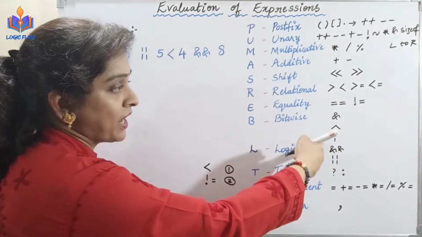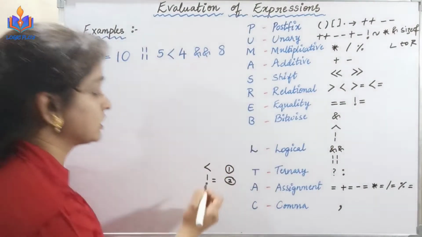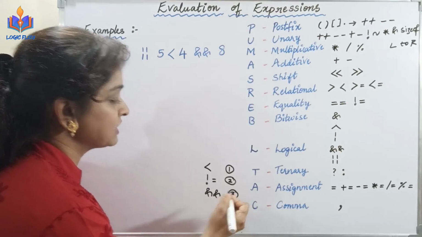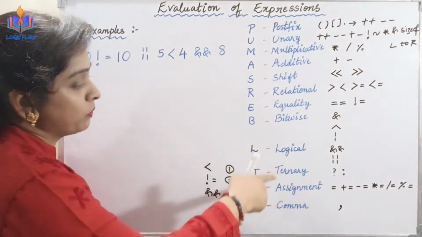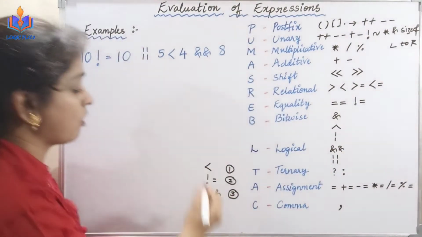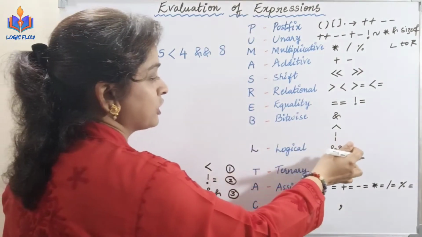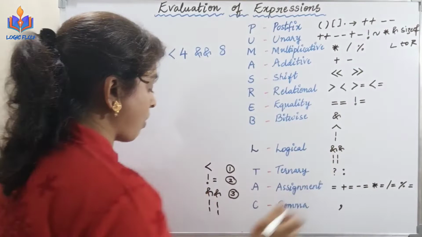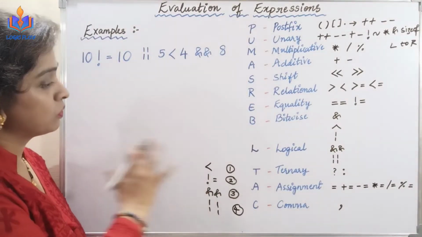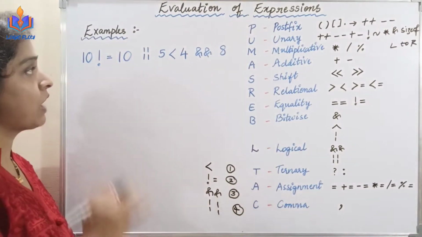Do we have bitwise operators? No. Logical operators? Yes, we have the logical operator, which is logical AND, so that can be given precedence 3, the next priority. Do we have logical OR? Yes, we have logical OR. According to that, AND has the first priority and then OR has the next priority. So I can say it is 4. We don't have any ternary, assignment or comma. So let us see how to evaluate this.